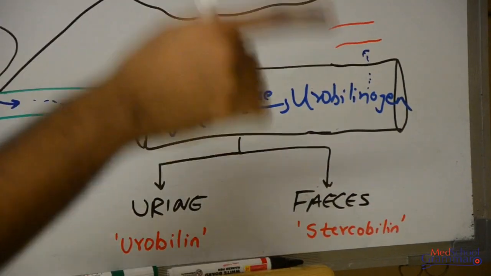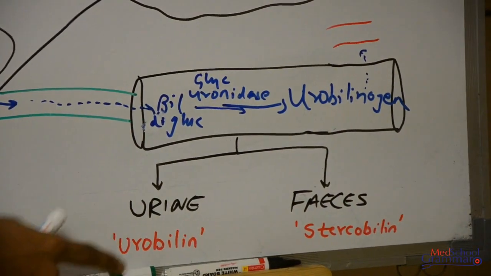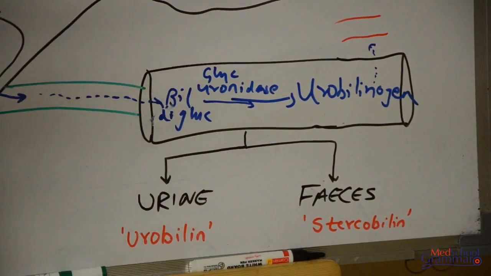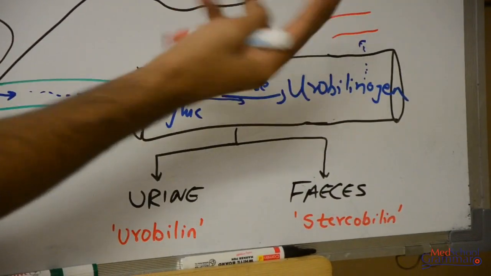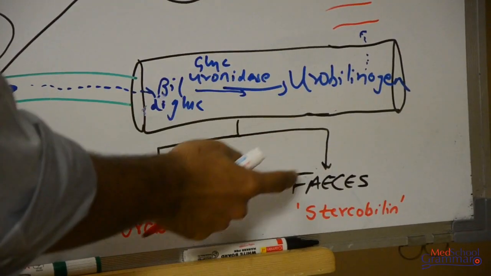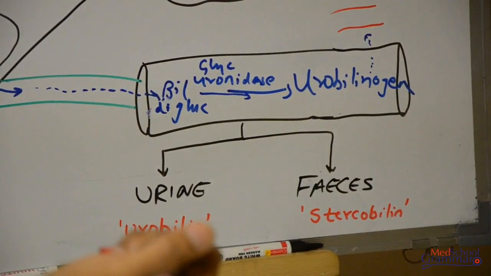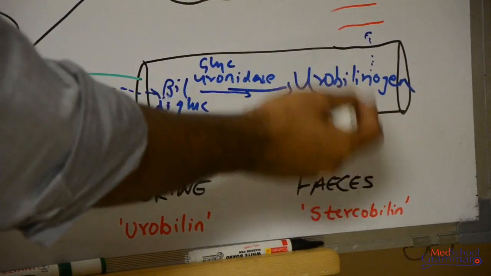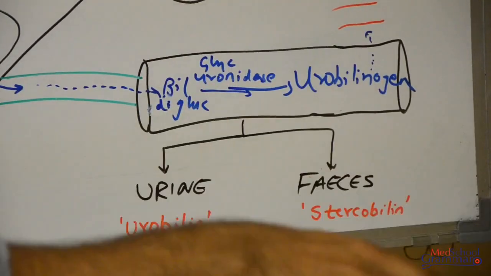If it is excreted in the urine, it is changed to a yellow colored compound called urobilin, and urobilin is the reason why urine is yellow colored normally. Urobilinogen is converted to urobilin when it is excreted in the urine. When it is excreted in the feces, the urobilinogen is converted to stercobilin, which is responsible for the color of the feces. And urobilinogen to stercobilin is done by the action of the intestinal bacteria that are present.